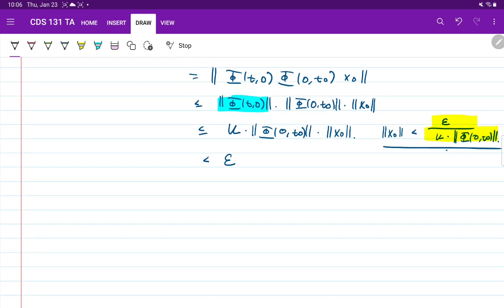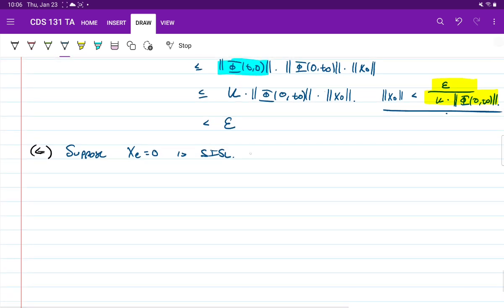Now what about the second direction? So what do we have now? Well, here's what we have. Let's say, suppose x_e equals 0 is stable in the sense of Lyapunov. Now remember, the definition of stability in the sense of Lyapunov is a little bit unwieldy, right? So I'll just write it out, and you'll see what I have, all right?